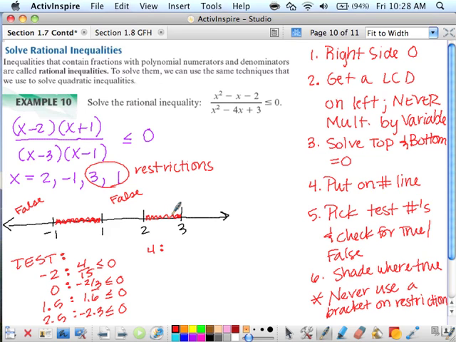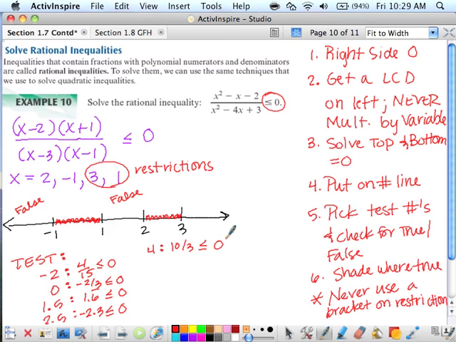And finally, if we put positive 4 into our table, what do we get? We get positive 10/3. Is everybody following along? Positive 10/3 is not less than or equal to 0. It is false when I plug it in. So that's pretty much all I have. Only those two pieces make this work.